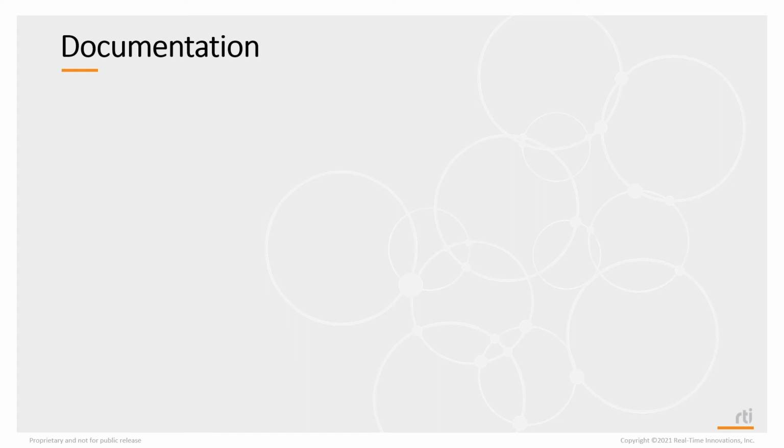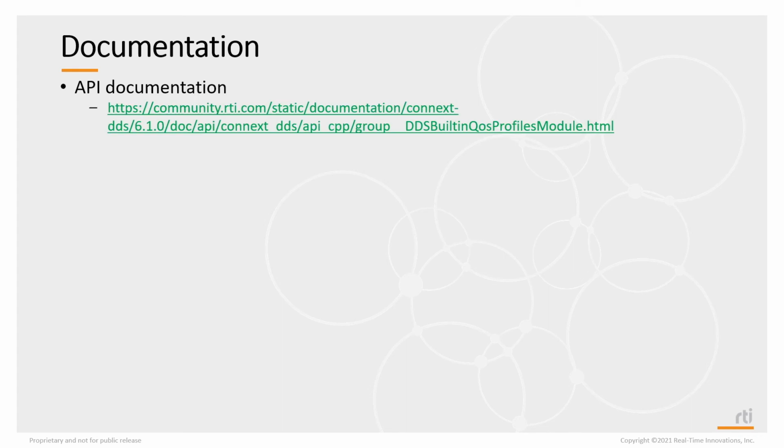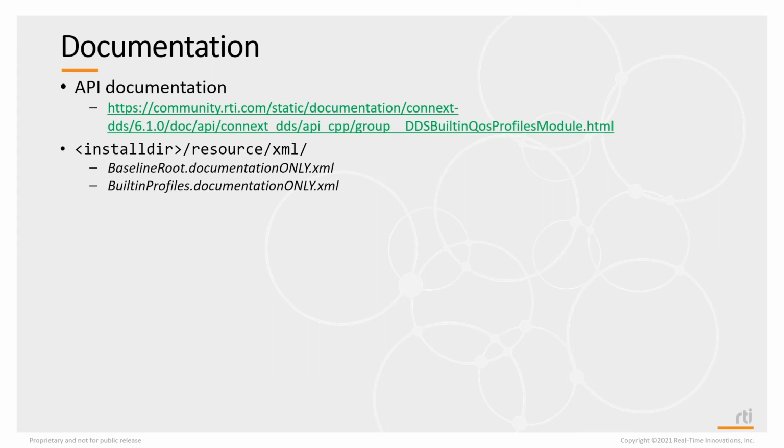Where is all this documented? Where is the documentation for built-in QoS profiles and built-in QoS snippets? Well, in the HTML API documentation, there's a page, and here's the link to the page from our website. And it's also available in your Connext DDS installation. Under the resource XML directory, there will be two files. One's called baseline_root_documentation-only.xml, and the other one is builtin_profiles_documentation-only.xml.